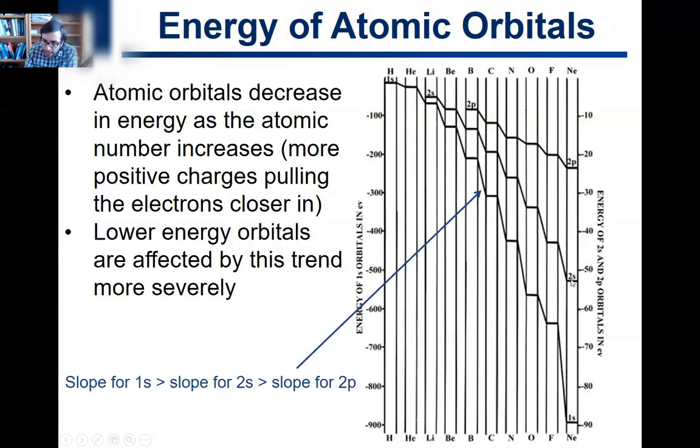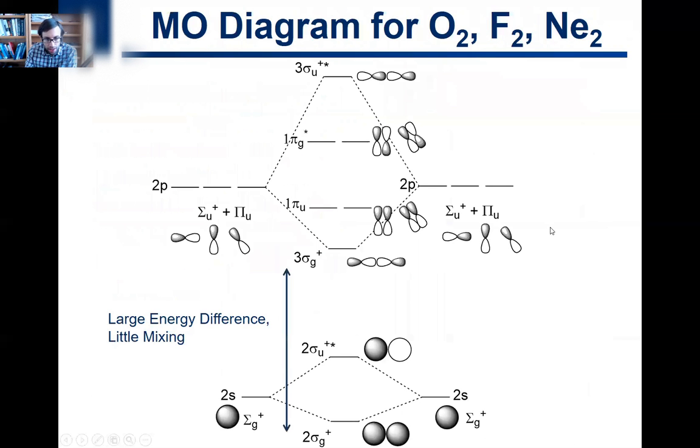And so if you look at the gap between the 2s and the 2p, you can see for neon and fluorine and oxygen, it's very big. That means that it's a very big difference between 3 sigma G plus and the 2 sigma G plus, because it came from the 2p and 2s orbitals.